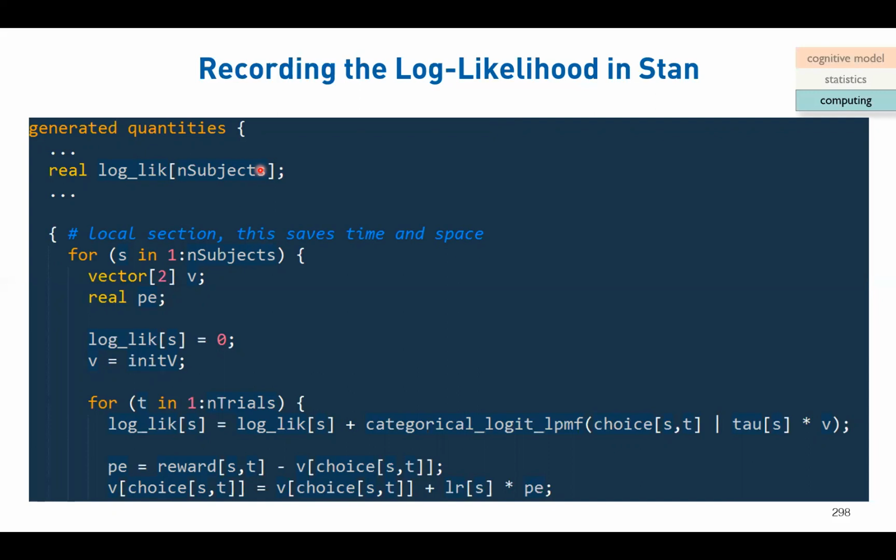And if we would like to do some pre-processing of the data, we will use the block called transformed data. I didn't really use this too often, but it's there. The next block is parameters, where we define everything that we're interested in, the unknown parameters. For example, the learning rate, the temperature, the theta parameter in the coin flipping example, and the slope in the regression models. So we define everything unknown in the parameters block.